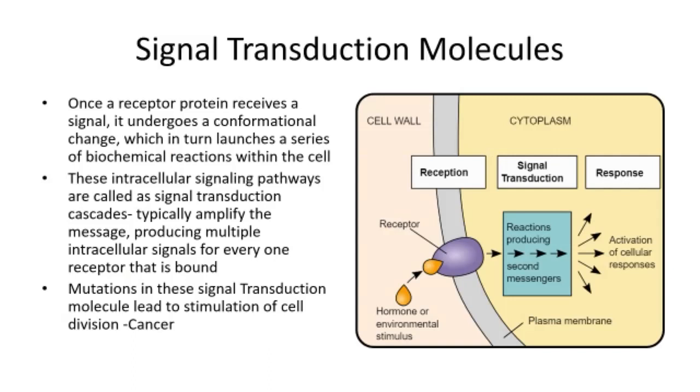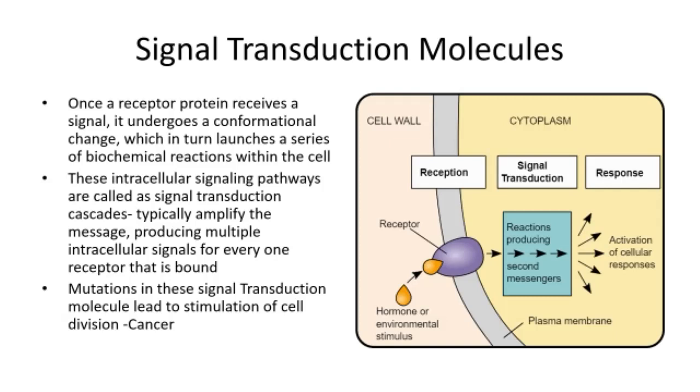Now let us follow the pathway. There is a growth factor receptor. There is a tyrosine kinase which will influence its activation and deactivation, and then we have a signal transduction molecule which acts downstream to the receptor. It acts as a postman from the cell membrane to the nucleus. Once the receptor receives a signal, it undergoes conformational change, which in turn launches a series of biochemical reactions in the cell. These intracellular signaling pathways are called signal transduction cascades, and they typically amplify the message, producing multiple intracellular signals for every one receptor.